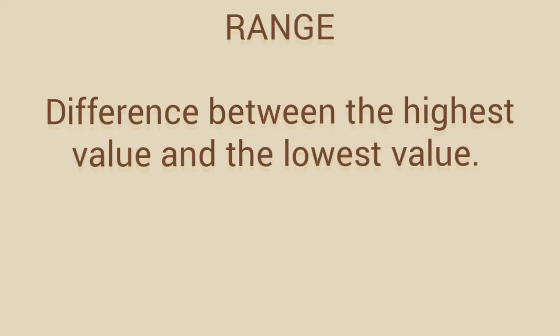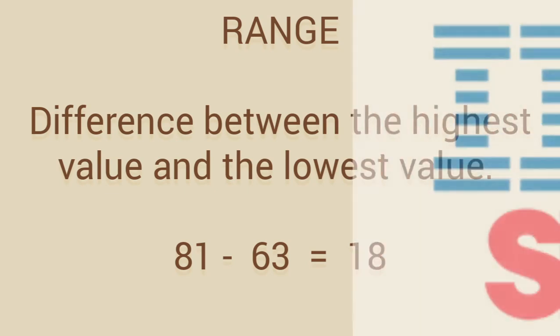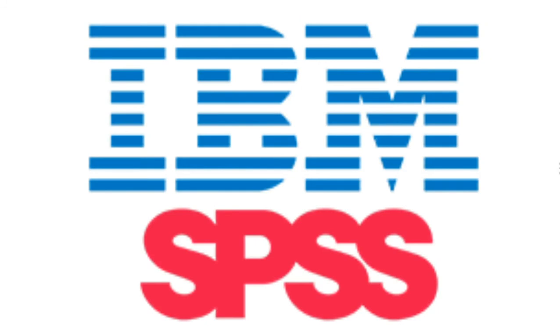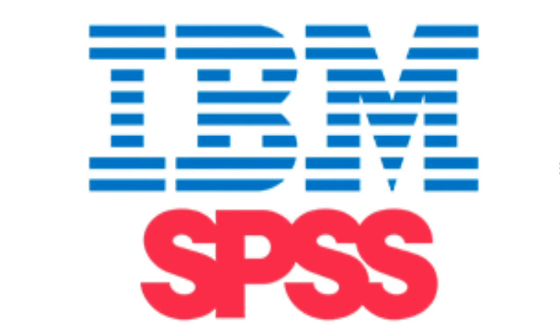Another measure of dispersion is range. Range is the difference between the highest value and the lowest value. If we use the previous example, then all you have to do is to subtract 63 from 81 to get the range. In the next video, I will show you how to use SPSS in determining the measures of dispersion.